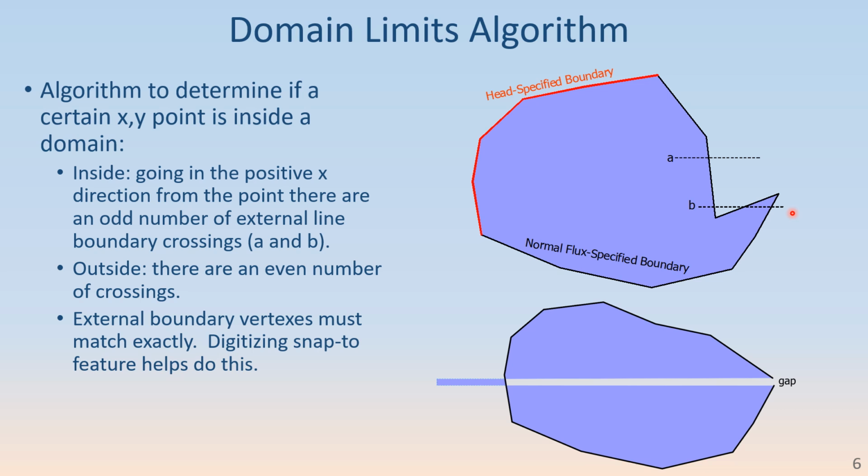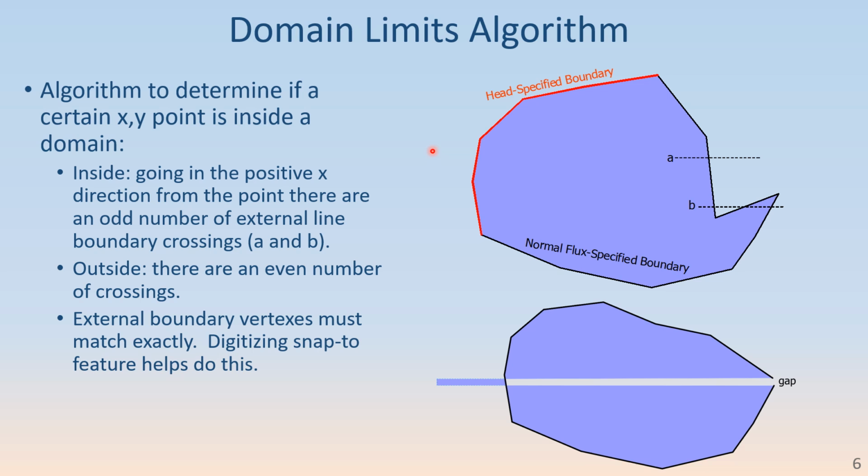It turns out that a good algorithm is to make use of this fact that if you're inside the domain, there will be an odd number of crossings between where you are and far away, say infinity. And I just use in the algorithm going in the positive X direction, how many crossings are there of these external line boundary segments? And you count them up, and if it's odd, you know that your point is inside the boundary. If it's even, you know you're not.